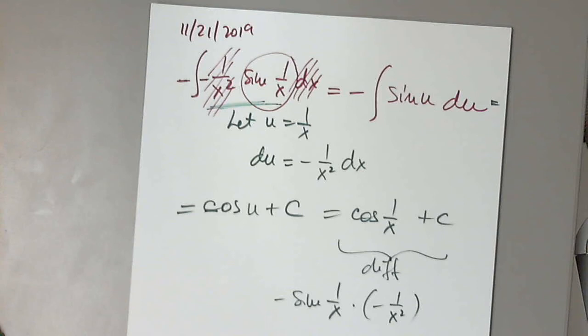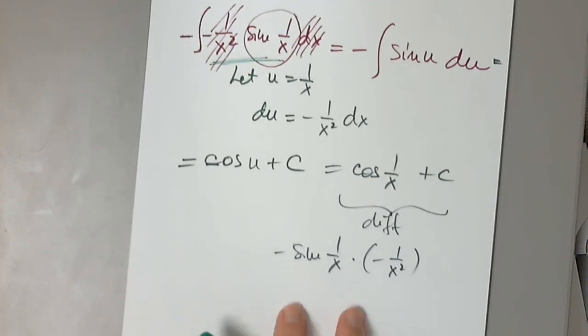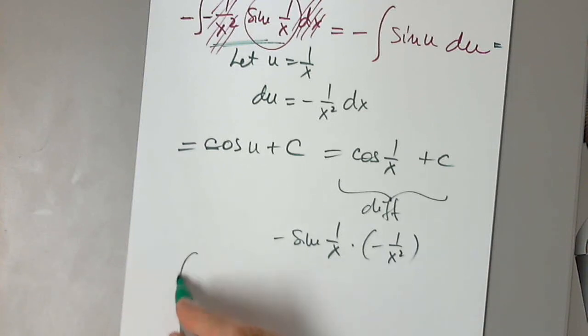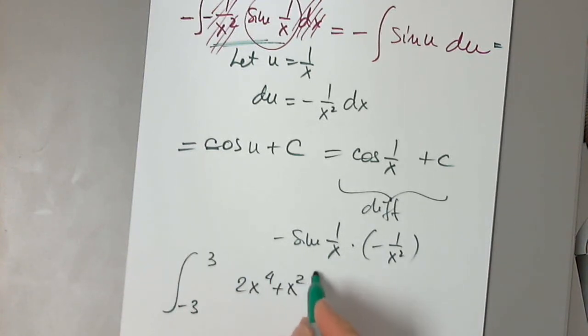If it's even, then I'll say twice the integral from 0 to 3. Now if the function is odd, I would write 0. So the integral from -3 to 3 of 2x to the 4th plus x squared dx.